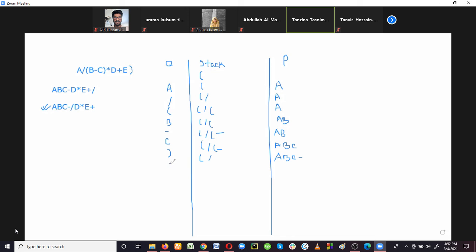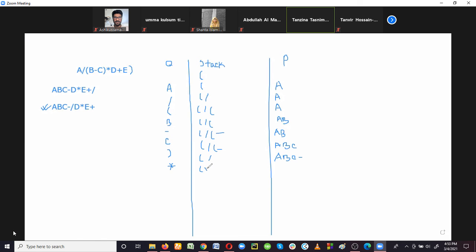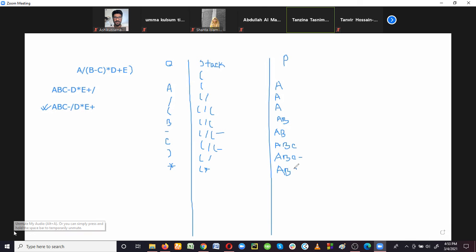Okay, now the next element is an operator, so can we place it here? No, ma'am, because these both have the same precedence level, so just delete the topmost element from the stack, then place the new element at the top of the stack. So this is our multiplication operator onto the stack, and we add the division operator after minus.